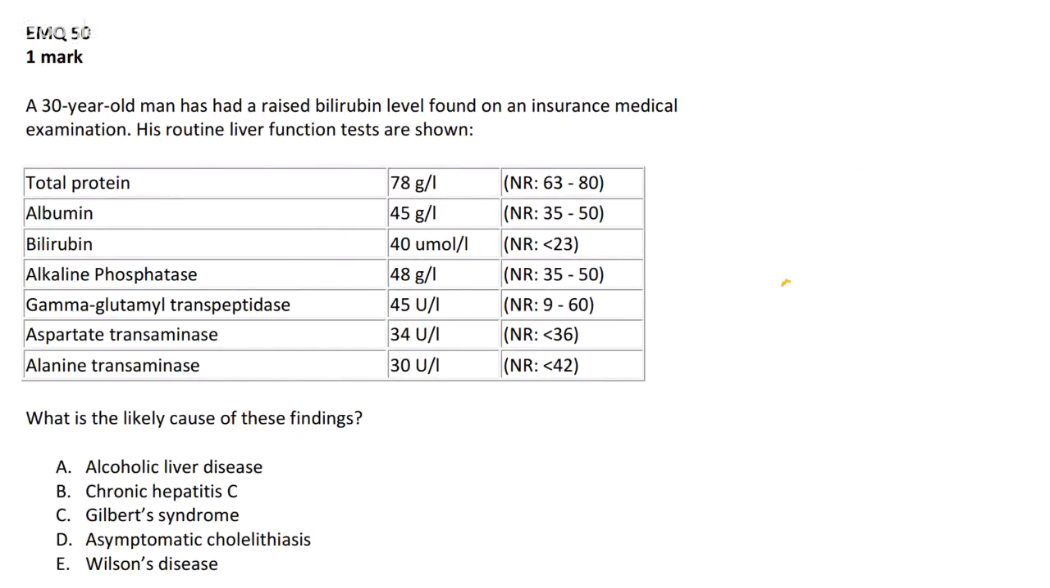Okay, so this man, protein is normal. He's just having an insurance medical, which means that this is incidental, right? That's why they put that in there. Albumin is normal, bilirubin slightly high, ALP is normal, GGT is normal, and the rest is normal. Alcoholic liver disease would give you abnormal liver tests. Chronic hepatitis C again would be abnormal. Gilbert's, okay? So Gilbert's can.